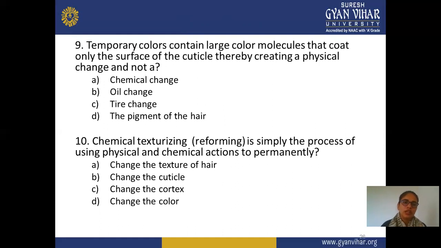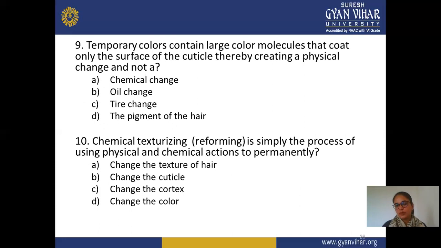Next, in the ninth question, temporary color contains large numbers of molecules that coat only the surface of the cuticle, thereby creating a physical change or not. We already discussed the different types of color, including temporary, permanent, and semi-permanent. So in this, we are discussing temporary color. First understand the question, then you can easily answer out of these ABCD options. Temporary color contains large molecules that coat only the surface. It only coats the surface, doesn't penetrate into your hair, and the cuticle there is creating a physical change or not.